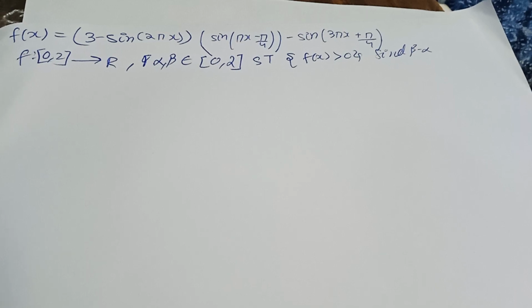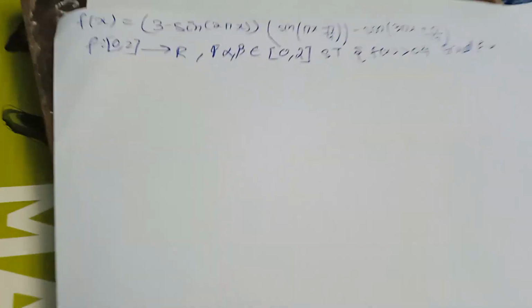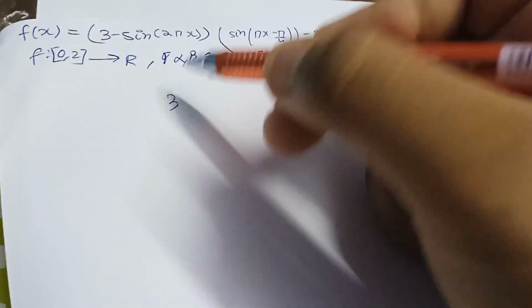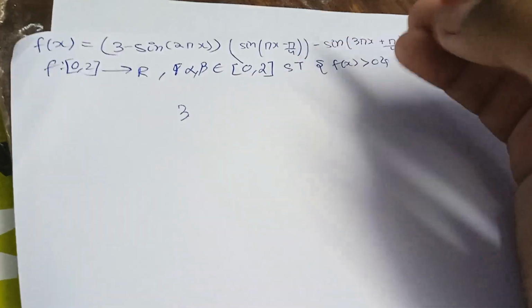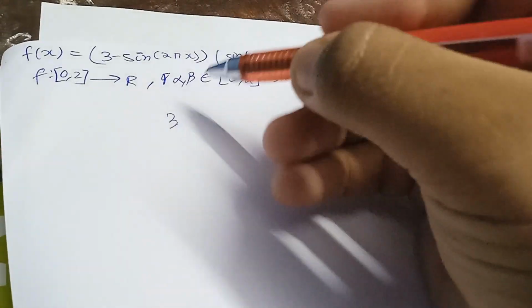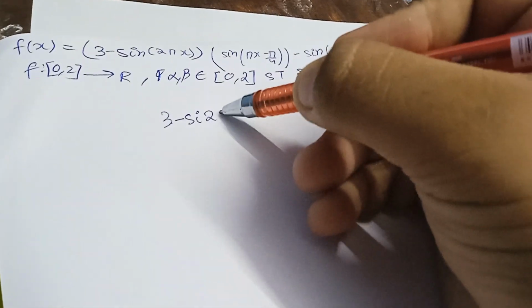So let's begin, and it's a very good question. To start with, first of all, let me write the expression properly. First of all, I'm planning to remove these pi by 4s, and for that I'm using the formula of sine of a minus b.